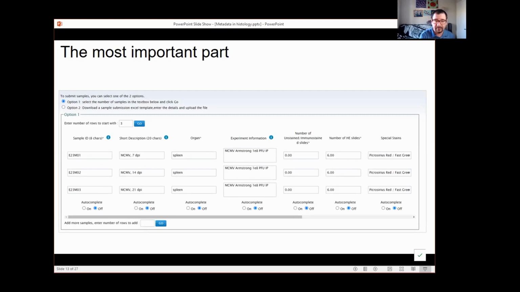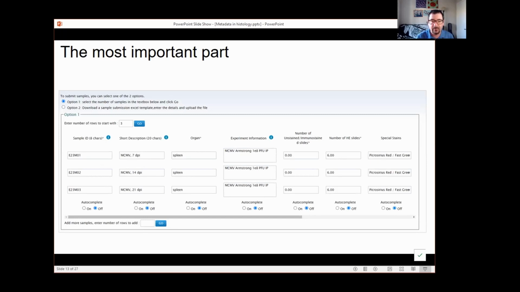So the most important part from our perspective is actually the samples. With the web form, you can enforce a certain way how those samples are entered. So for example, we only allow 8 characters for the sample ID because more will not fit on the cassette. There is also a short description that will get onto the slide.